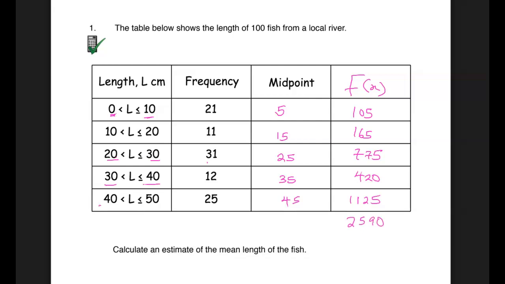2590. And all the frequency too is 100. So to find the mean, you divide the fx total by the total frequency: 2590 divided by 100 gives you 25.90. Can you see? That's the mean. Don't forget, you must find the midpoint first before actually working it out like this. Very, very important for you to take that into consideration.